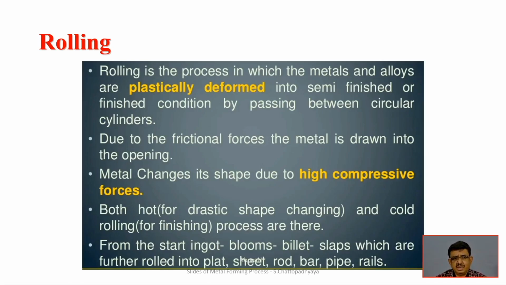And from the start point, it is ingot, then blooms, then billets, then slabs, which are further rolled into plate. It is a spelling mistake, it will be slabs, S-L-A-B, not P. Slabs, plate, sheet, rod, pipes, rails, all sorts of things. Shaped products are also possible coming out of this. Next.